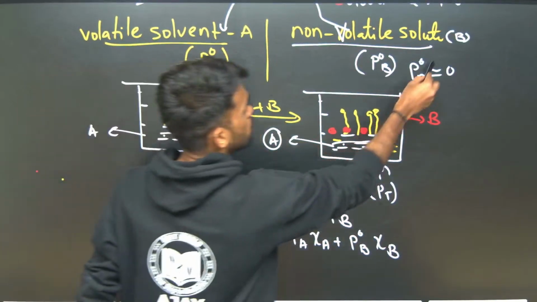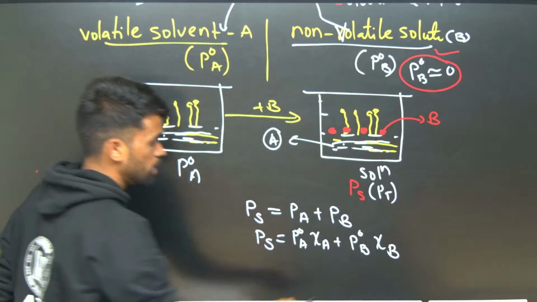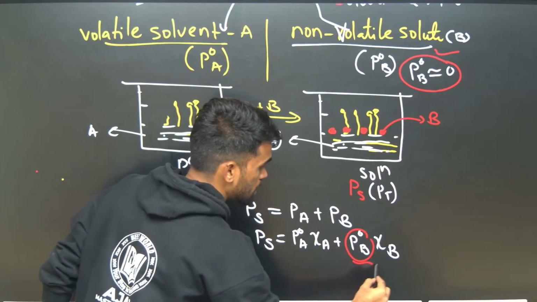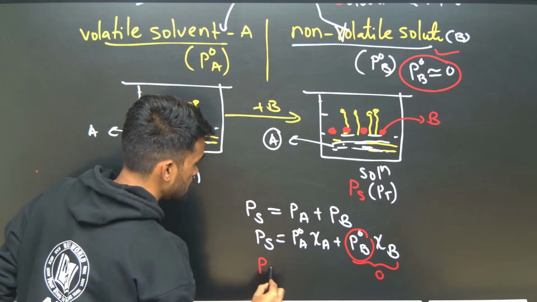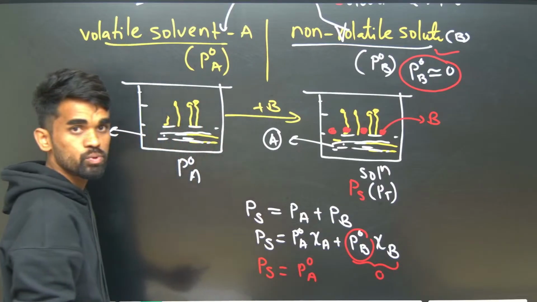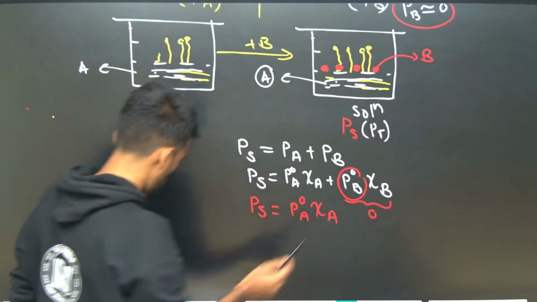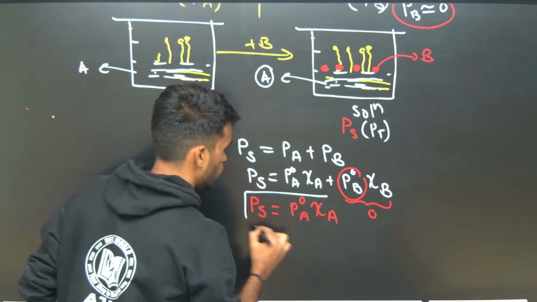But what we know is, since we have a non-volatile solute, its vapor pressure is 0. So this value is 0, which means the overall term becomes 0. So PS, the vapor pressure of the solution, is equal to P naught A, the vapor pressure of pure solvent, multiplied by its mole fraction, right? So this is the final equation we got up to here.